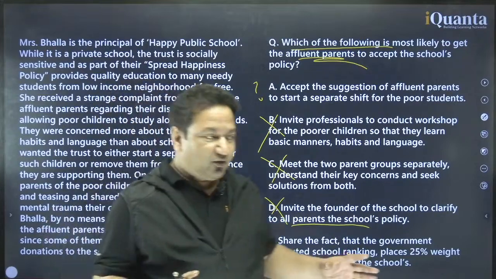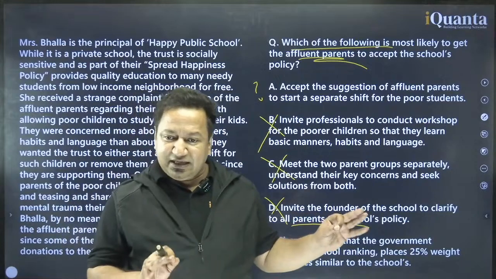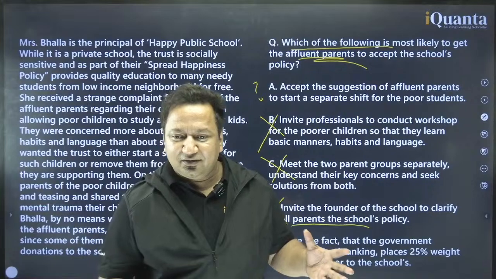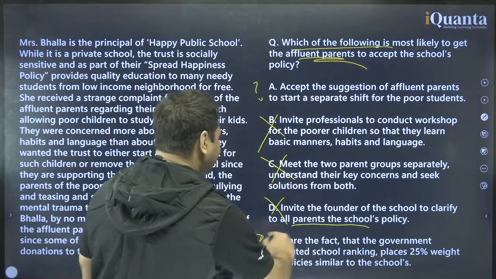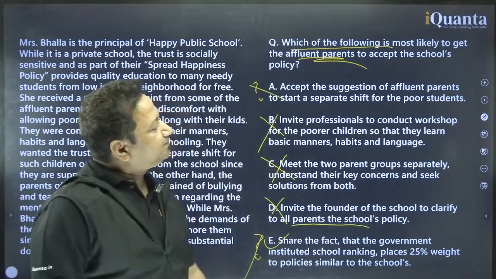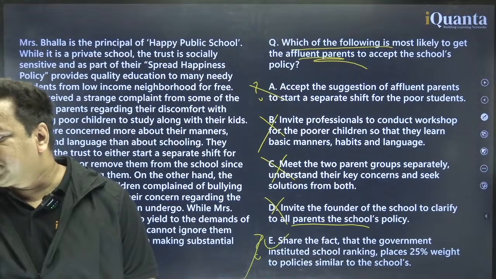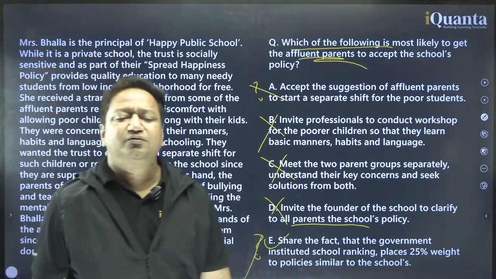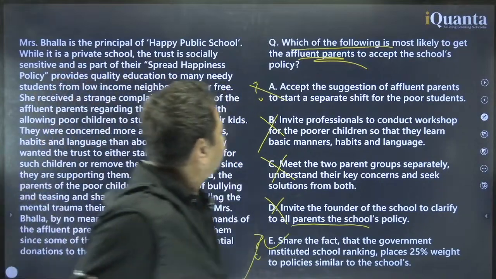Just see, okay, I understand the problem, but the thing is, 25% weightage is given to the ranking of the school. तो अमीर लोग क्या बोलेंगे? अच्छा ऐसी बात है, ठीक है ठीक है, let's do it. So option E will be a better choice, not option A. Is that clear? This option A will not be a great choice for the school also. It will be having a lot of problems. Right? Clear? Now coming to the next one.